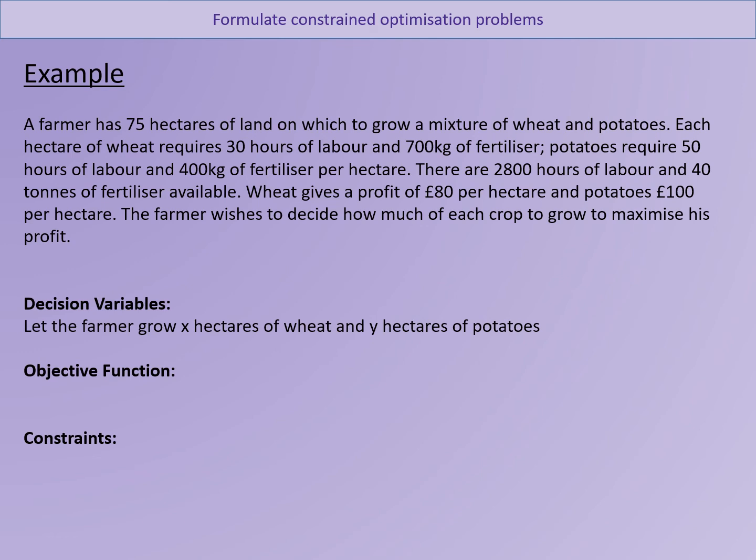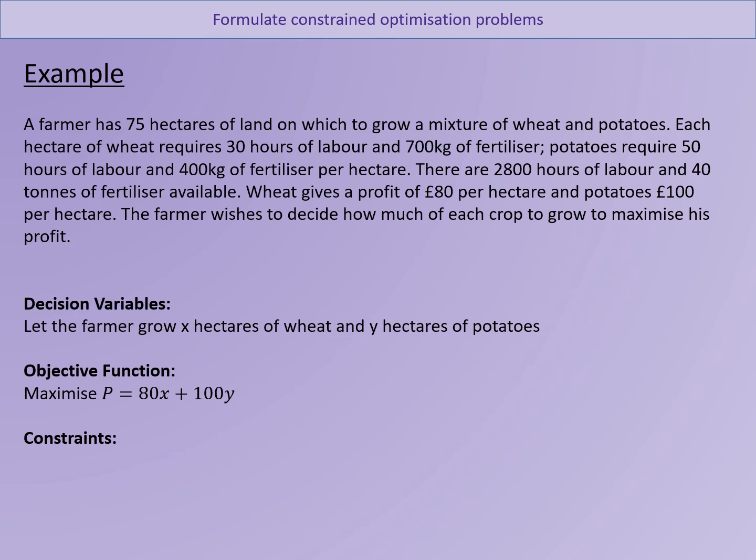The objective function is P equals 80x plus 100y, and we want to maximise this. This comes from the fact that the profit for a hectare of wheat is £80 and the profit from a hectare of potatoes is £100.